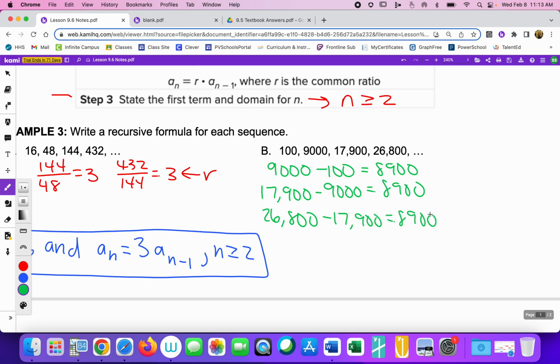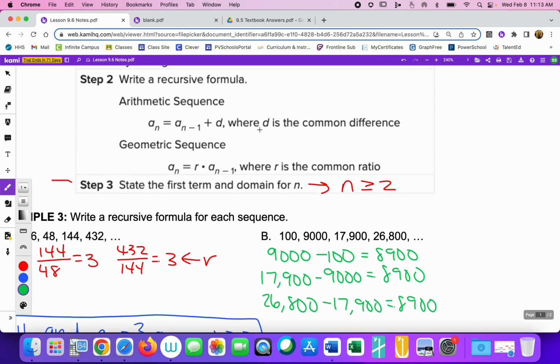So this is what an arithmetic one looks like. Now instead of 8,900 being the R value, it's, in this case, D up here. So this number, that's our common difference, D. If that is positive, so it's increasing as we go through the sequence, that is going to just be plus that value. If it was subtracting, so it's getting smaller, then you just put a negative on that.